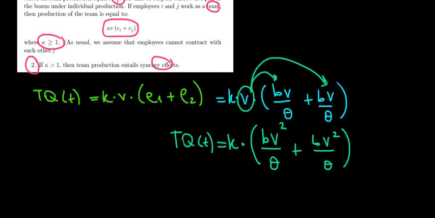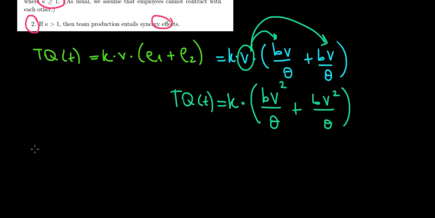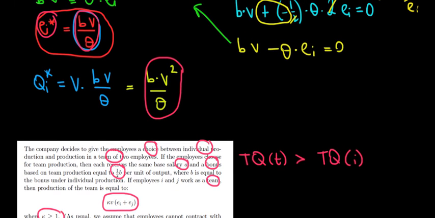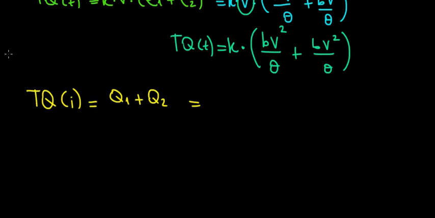Now, what will be the total quantity produced individually? So if they work separately, two people work separately. So total quantity produced individually, well, that's just going to be the production of the first person plus production of the second. And we already found out what the production is. From here, we found out that this is the production of one individual, B times V squared divided by theta. So let's write that down. We will have B times V squared divided by theta plus B times V squared divided by theta. Now with this in mind, let me just zoom out to get some more space.